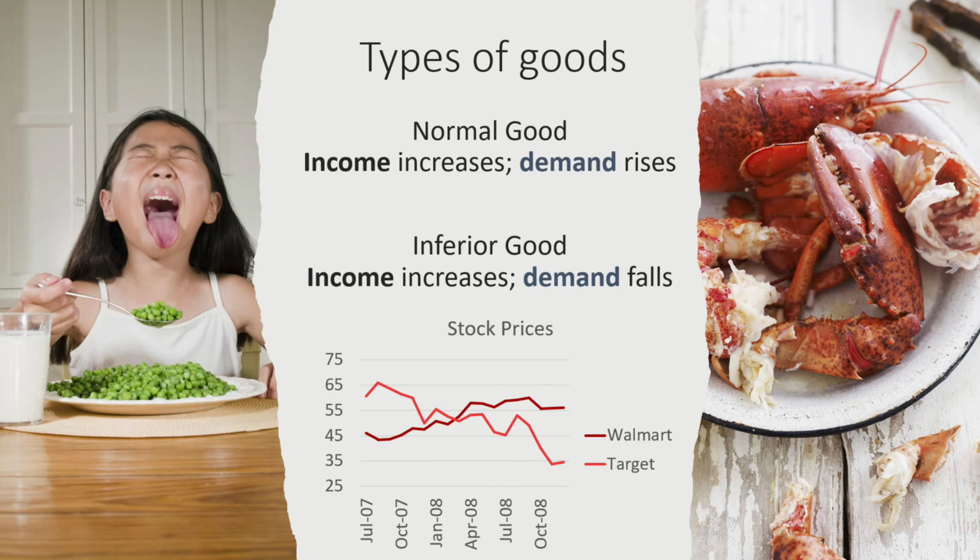More broadly, we can see what happens during a recession. Unemployment goes up, incomes decline. Where do people shop more? During the 2008 financial crisis, the stock prices of Walmart went up as the stock prices of Target declined. Walmart in this case was the inferior good and Target was the normal good.